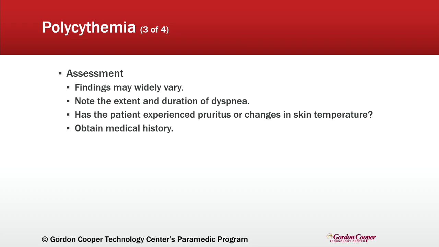During your assessment, the findings can vary widely, and they may include things like an altered LOC, hypoxia, some respiratory distress, changes in peripheral pulses, pulse rates, and even skin color from one extremity to the other, and possibly even tachycardia. Be sure to take note of the extent and duration of the shortness of breath due to the risk of a pulmonary embolism. Inquire if the patient has experienced uncontrolled itching. Ask if the patient has noticed any changes in their skin temperature. And of course, make sure that you obtain a thorough medical history along with all medications that they're taking.